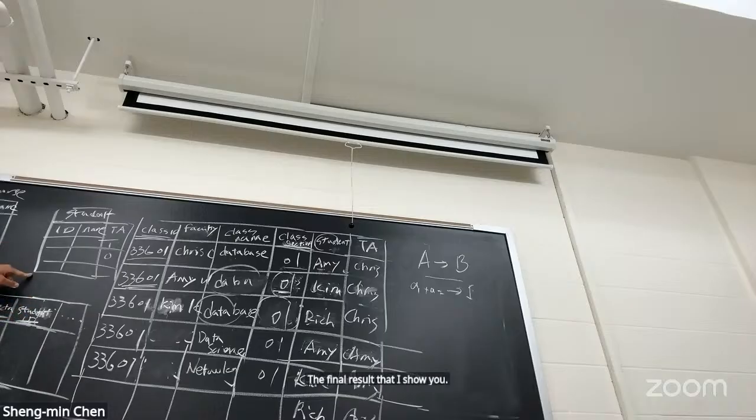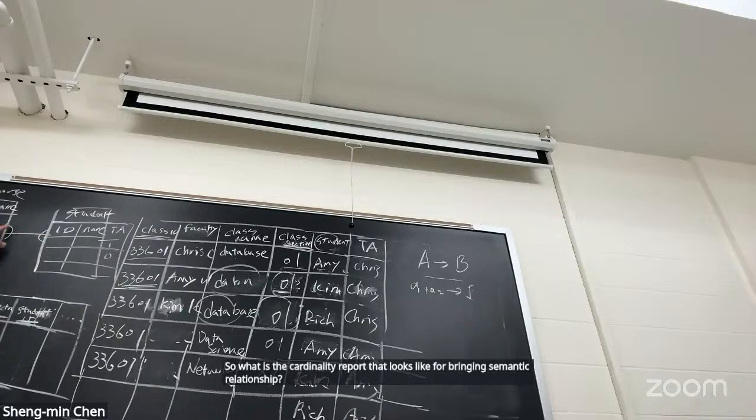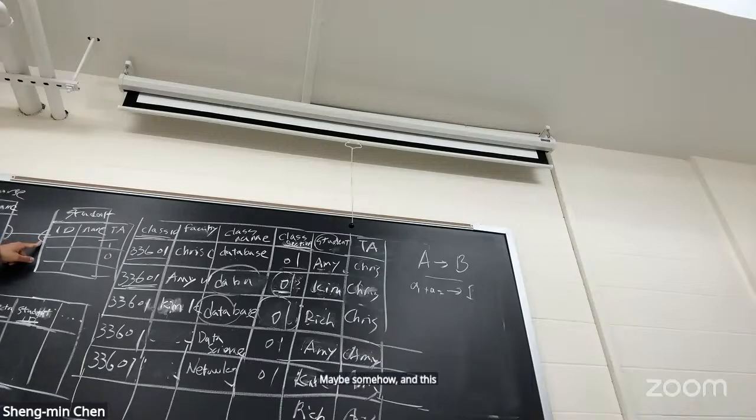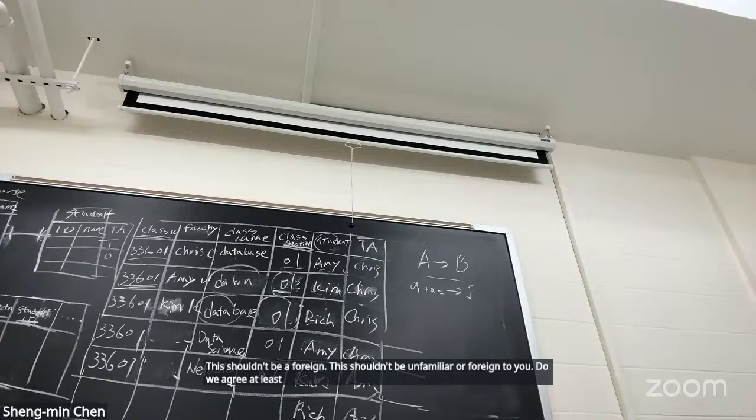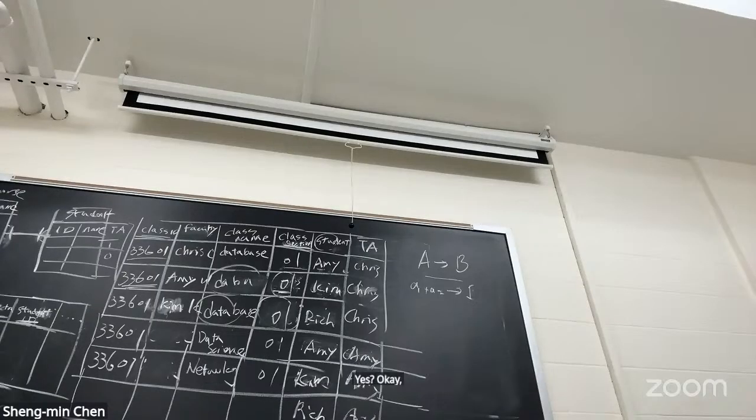If you were to not see the final result that I showed you, course and students are a many to many relationship, right? So what does the cardinality look like for a many to many relationship? It looks like this, right? Many sign, and this is the many sign. If it's one to many, it will look like what? Something like that, right? If it's one to one, it will be this. This shouldn't be unfamiliar or foreign to you. Do we agree? At least cardinality wise, how to denote those cardinalities? Yes? Okay.